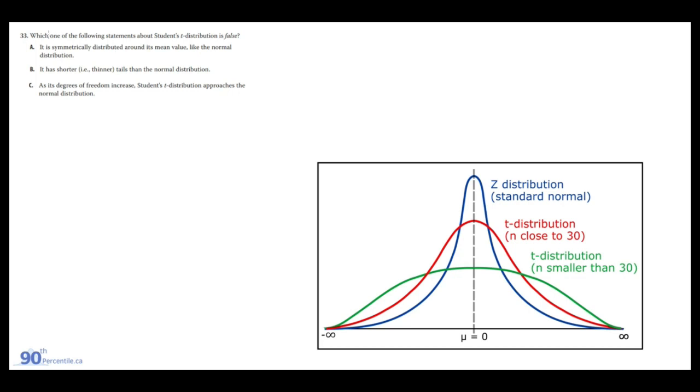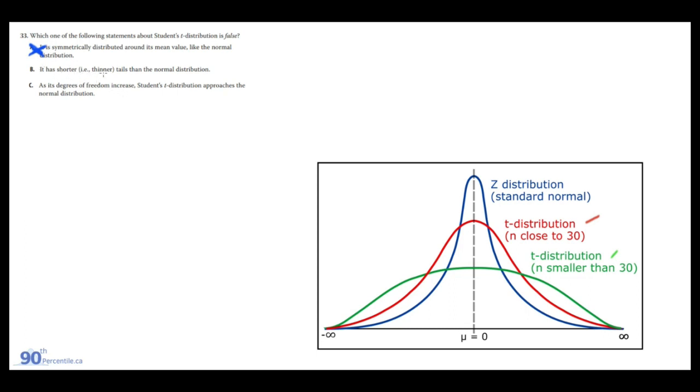But going back to the question, which one of the following statements about student's T distribution is false? It is symmetrically distributed around its mean value like the normal distribution. If we come to the chart, you can see the T distribution is in red and green. We'll get back to the differences between the two in a second, but across both, the distribution is symmetrical around its mean. So this is incorrect. Well, it's correct, but we're looking for what's false, so this is not the answer.